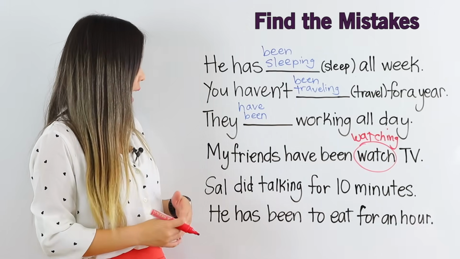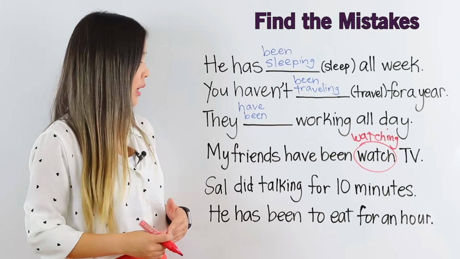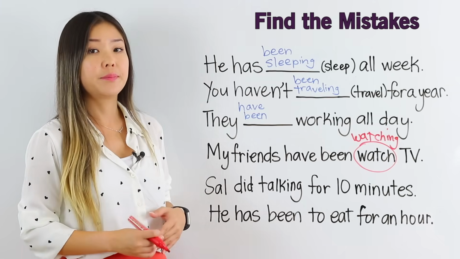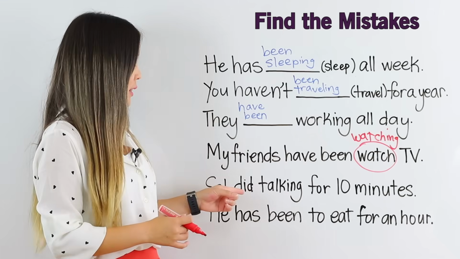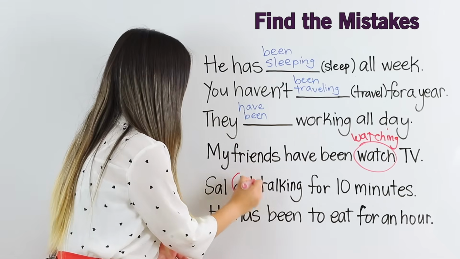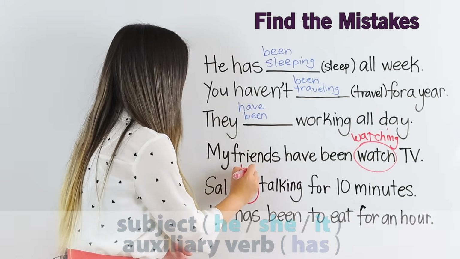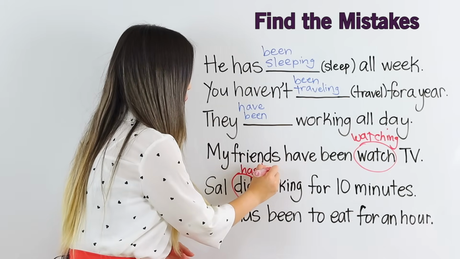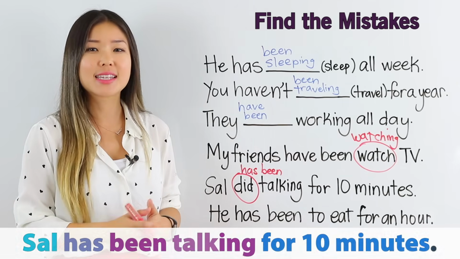Next, Sal did talking for 10 minutes. Sal is a he, and talking is already there for you. So what's in the middle of those two words is the mistake. For he, we use has. So we say has been. Sal has been talking for 10 minutes.